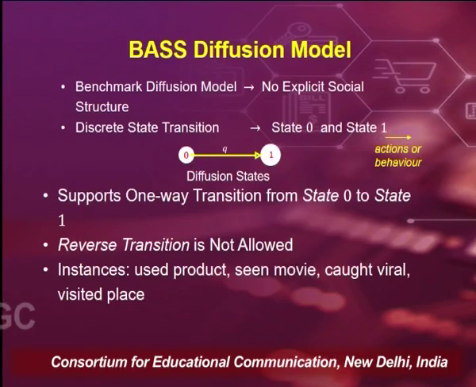So from 0 to 1, catching the viral fever, and then from 1 to state 0, getting recovered with the help of some medication. Such kind of bidirectional diffusion is also there, and with multiple states and bidirectional transitions are also there, but these are all very complex diffusion networks. So what we are studying here is a very basic benchmark model that forms the basis of many other diffusion models. So let's dive more deep into this.